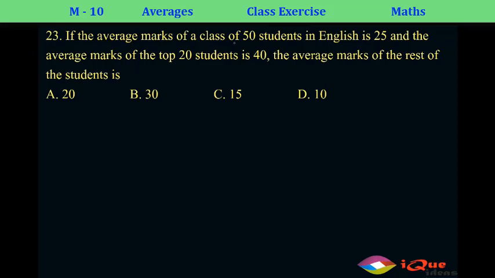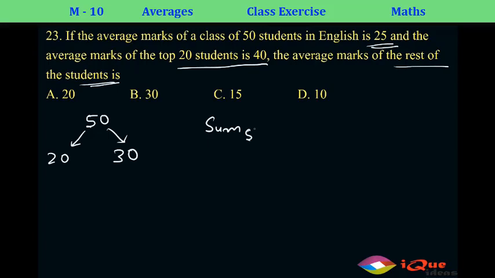The average marks of a class of 50 students in English is 25. And the average marks of the top 20 students is 40. The average marks of the rest of the students, that is 30. So total 50. That means one group has 20 students and the other group must have 30 students. Alright. Now, the average marks of the rest of the students and the overall average is given. So sum of the entire class of 50 students will be equal to the average, that is 25, into the number of students, 50. This is a similar question to the previous ones.